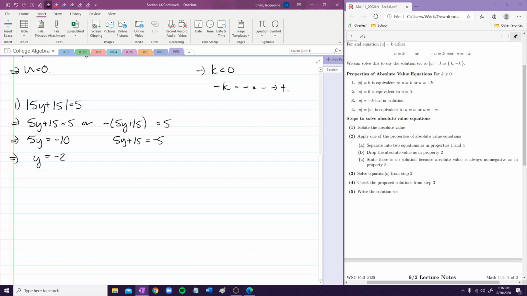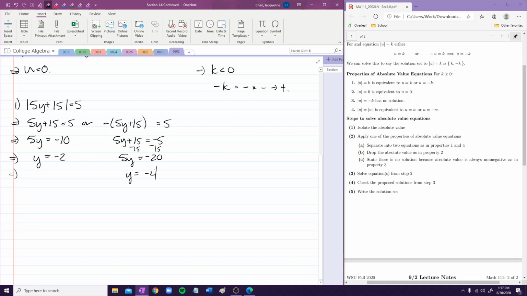Okay, this one, solving again, so this is 5y. If I subtract 15 from both sides, I get minus 5 minus 15. Since they're both the same sign, we're going to add them and keep the negative. So this is negative 20, so therefore y is equal to negative 4.